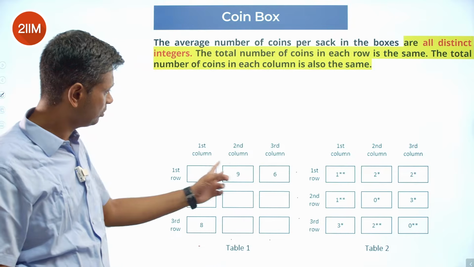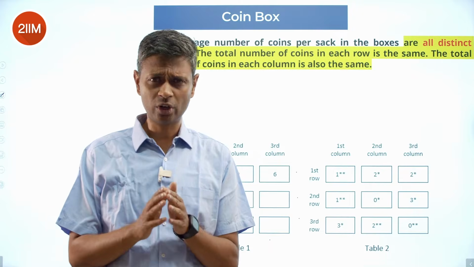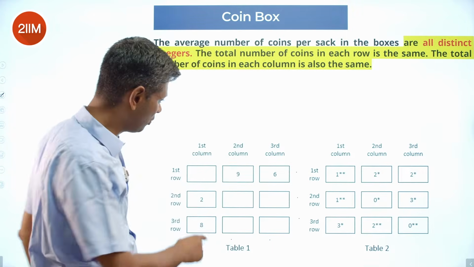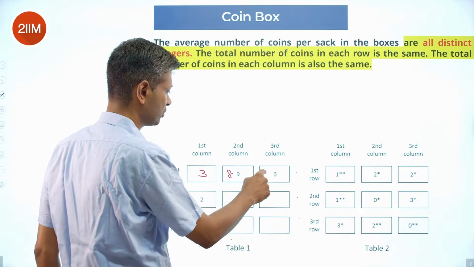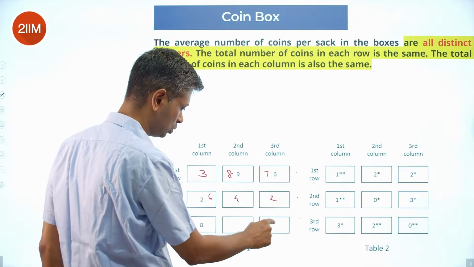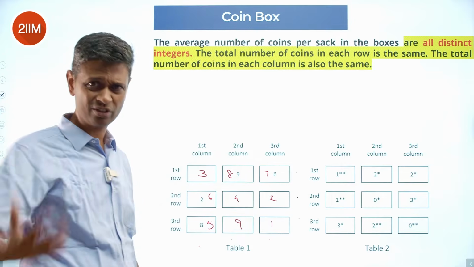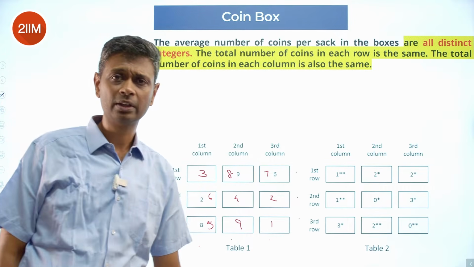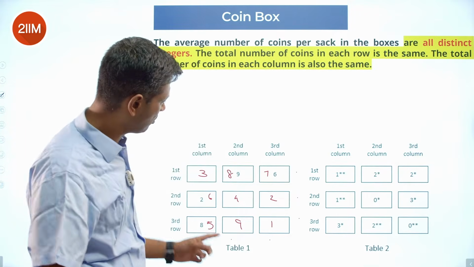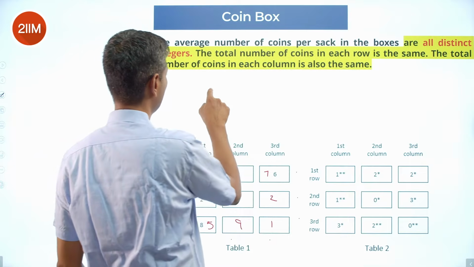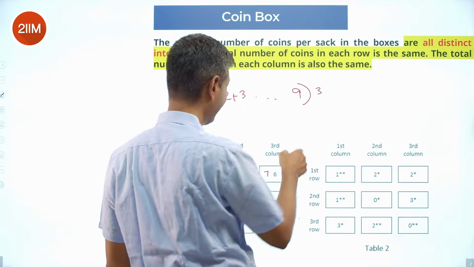Now, all of these numbers are from 1 to 9. The averages are 9 distinct integers, right? So all 9 should appear once and exactly once. So of these 9, the averages could be 3, 8, 7, 6, 4, 2, 1, 9, 5, in some order. Not saying this is averages, but all numbers from 1 to 9 appear exactly once. That means the sum of all of these put together is going to be 1 plus 2 plus 3 all the way to 9, 3 times over. These are the averages, mind you.